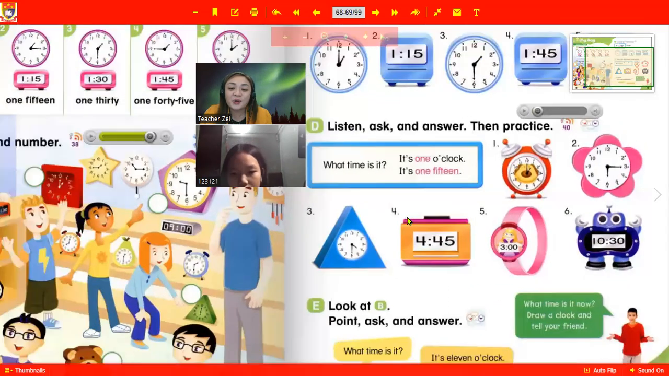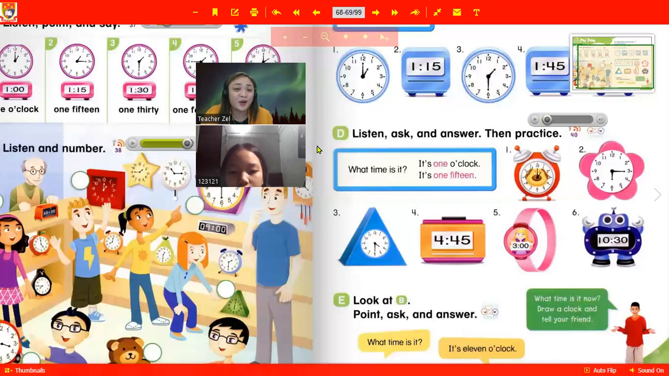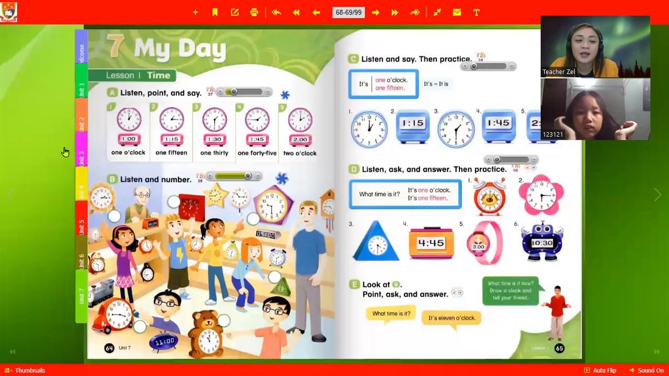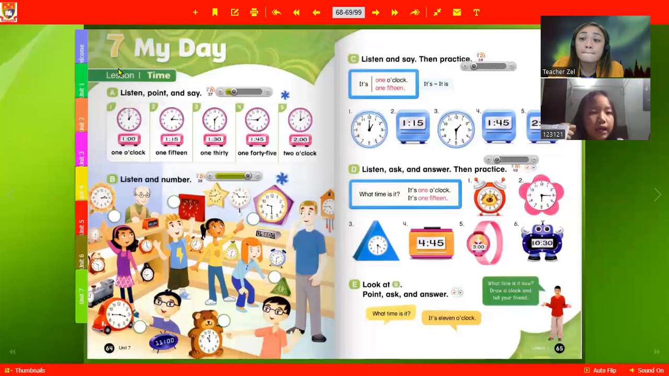All right. I bet that you know how to tell the time. So good job, Bella. Wow, very good. You know how to read the time. Great job, Bella. But I guess we don't have much time left, so we just have to review the lesson. So Bella, what is our lesson for today? It's all about Unit 7, my day.